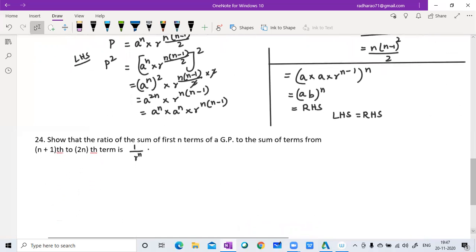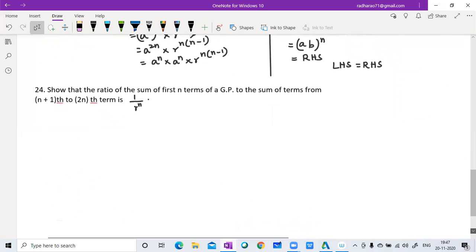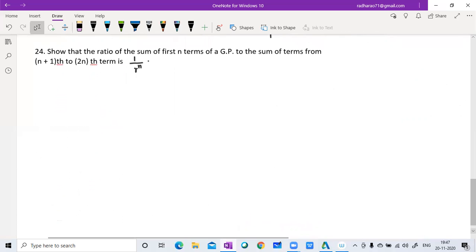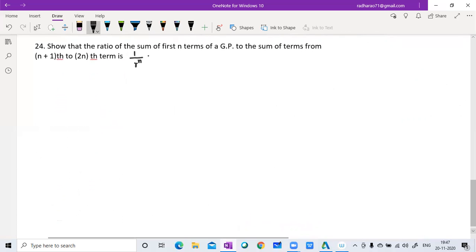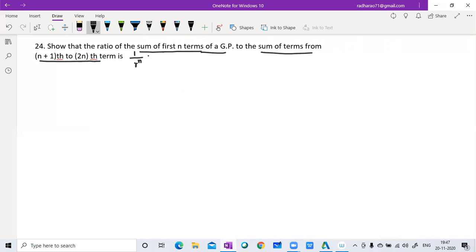Let me continue with the next question. The 24th question. Show that the ratio of the sum of first n terms of a GP to the sum of terms from n plus 1th to 2nth term is 1 by r power n. The ratio of the sum of first n terms of the GP to the sum of terms from n plus 1th to 2nth term is 1 by r power n.